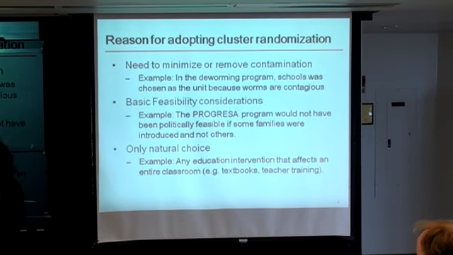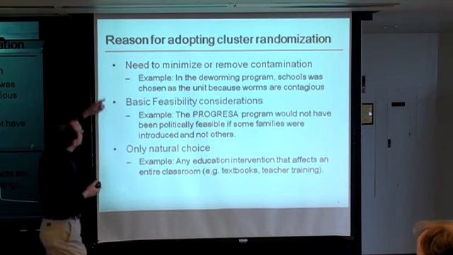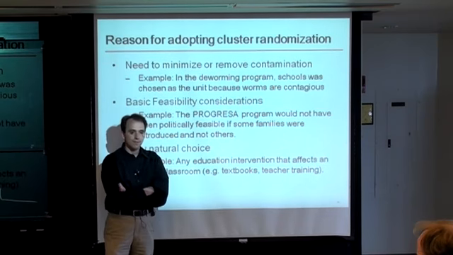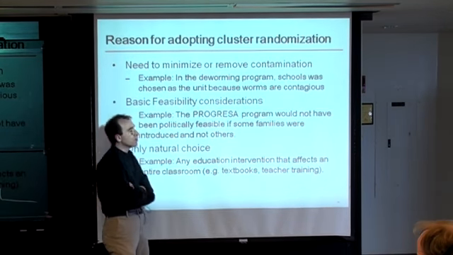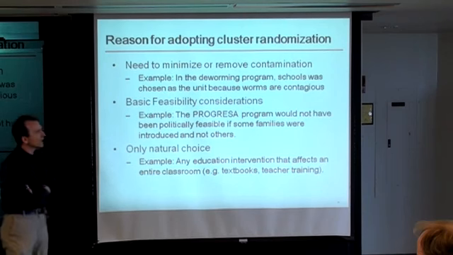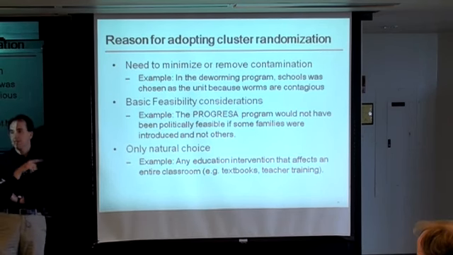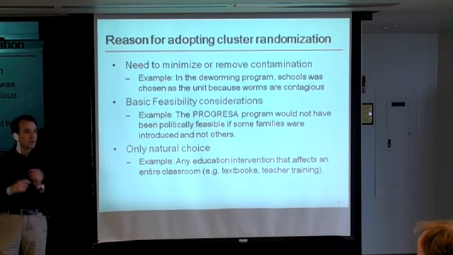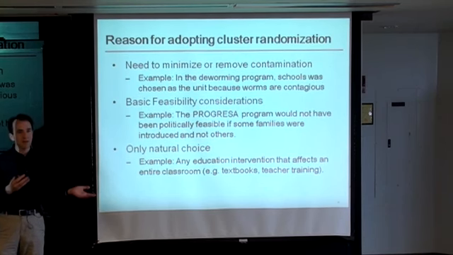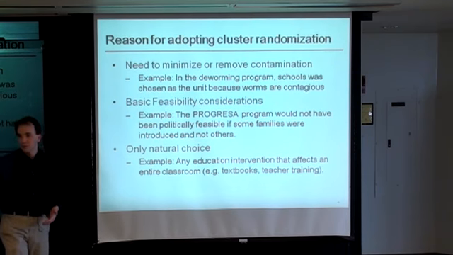And there are lots of good reasons, as I mentioned, for doing clustering. So one reason is you're worried about contamination. For example, when they were interested in deworming, worms are very easily contaminated. There's a lot of cross-contamination. If one kid has worms, the next kid who's also in school with him is likely to get worms. So if I just deworm half the kids in the school, that's going to have very little effect because my control, they're going to get recontaminated by the kids who weren't dewormed, right?